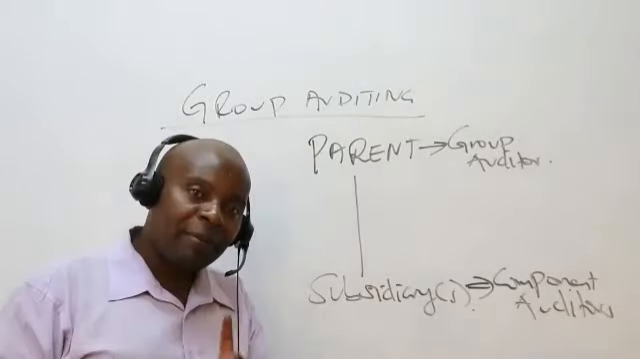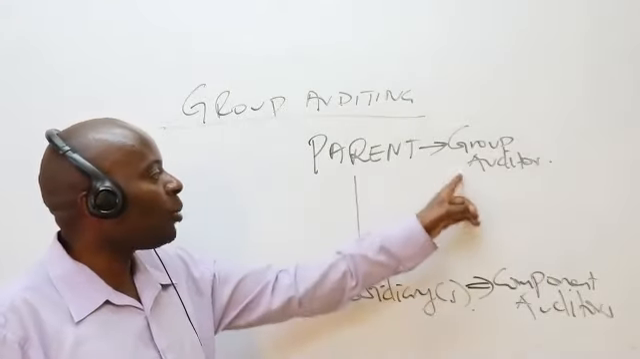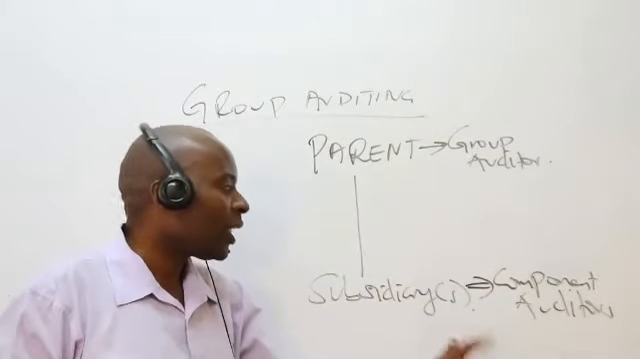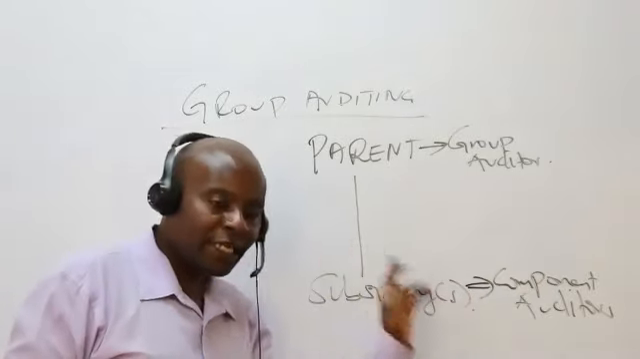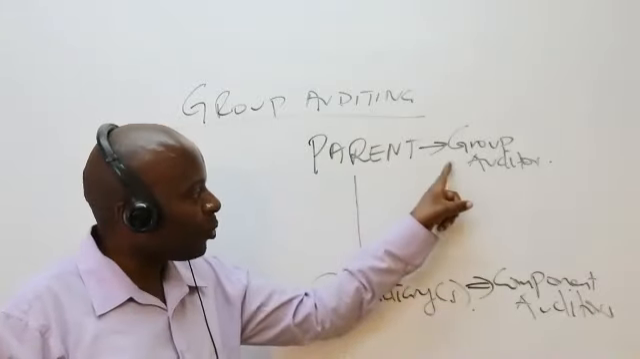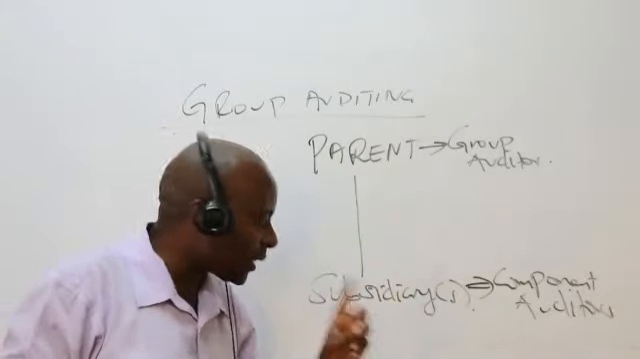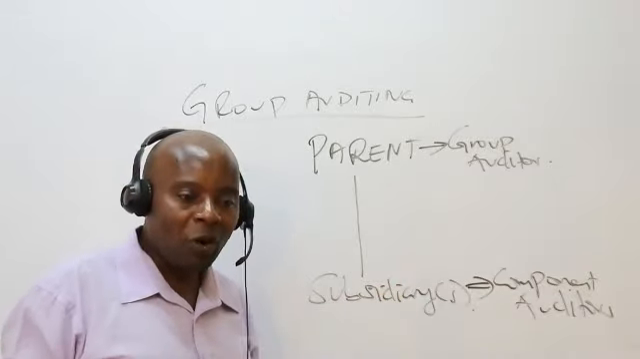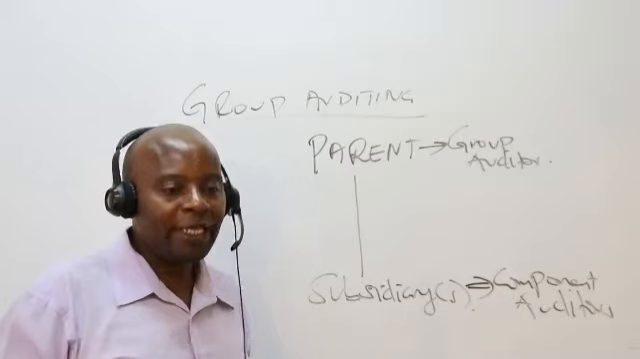Component auditors. But now remember as well that the group auditor can also be given the role of auditing a subsidiary. But it's not a must that a group auditor is the one. It's not a must that a group auditor is the one to audit a subsidiary, because subsidiaries can be audited by who? By component auditors.